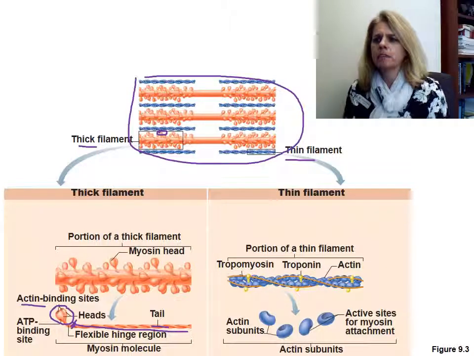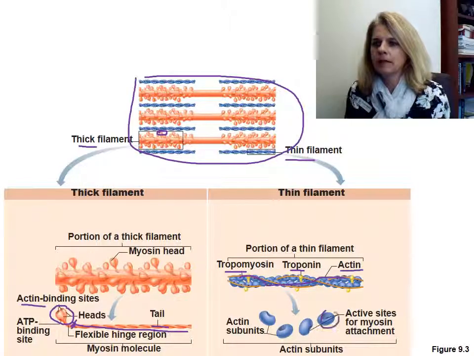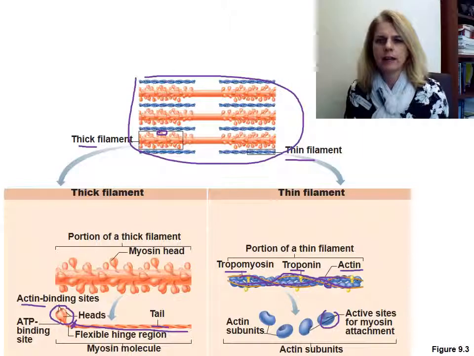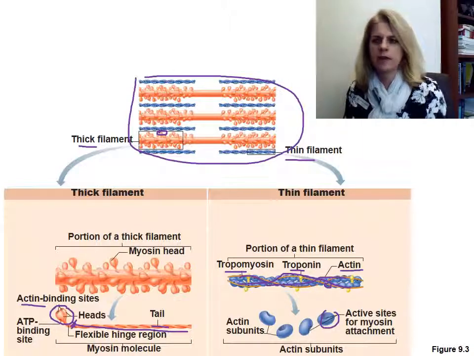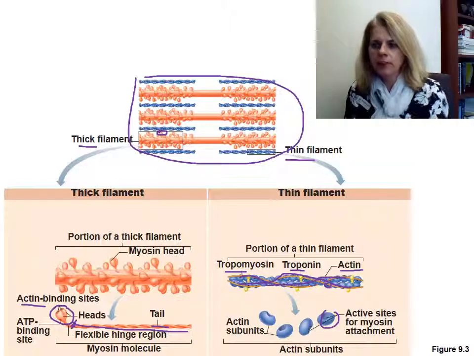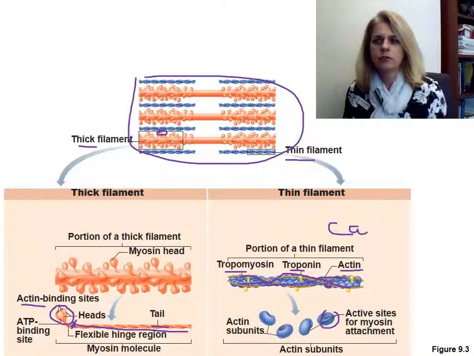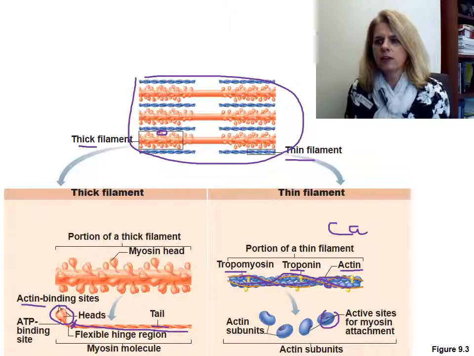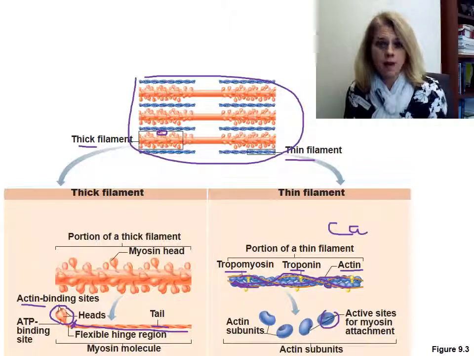The thin filament is made up of actin, and it also has troponin and tropomyosin. The actin are these double-stranded pearl necklaces, and these little blue beads are the actin molecules, which all line up together and form this double-stranded necklace-looking structure. Associated with that are troponin and tropomyosin. Troponin has a calcium binding site, which is going to be really important later on. Calcium binds troponin, and when that happens, it causes tropomyosin to move. If you'll notice, the tropomyosin is covering these little holes on the actin. Those are the myosin binding sites.